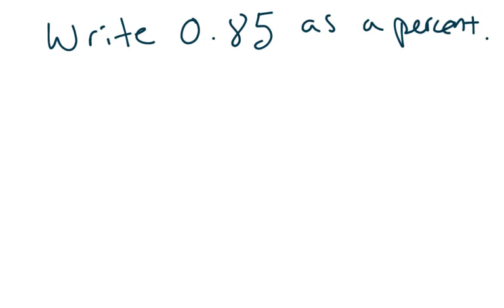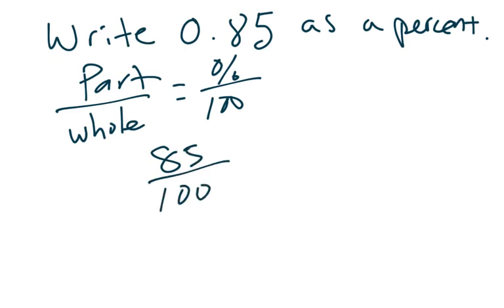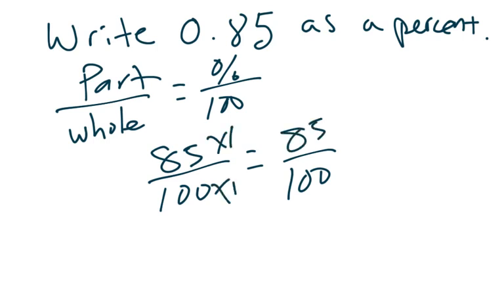85 hundredths, if I use part over whole equals percent out of 100, we can do this pretty easy. 85 hundredths is the same as 85 over 100. Okay, so that's my part to my whole. Equals something over 100. Well, how do I get from 100 to 100? I'm going to multiply by 1. That means I have to multiply 85 by 1, which is 85%.